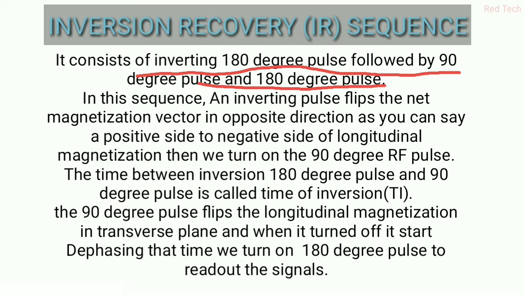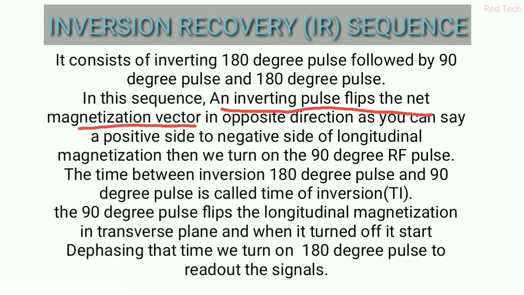In the spin echo we studied the 90-degree and the 180-degree RF pulse, but in this we apply first the inverting 180-degree pulse, and then the 90-degree pulse, and then the 180-degree RF pulse. So as we know, when we place the patient in the MRI machine, all the hydrogen protons present in the human body align along the longitudinal magnetization, basically in the positive direction of the longitudinal magnetization.